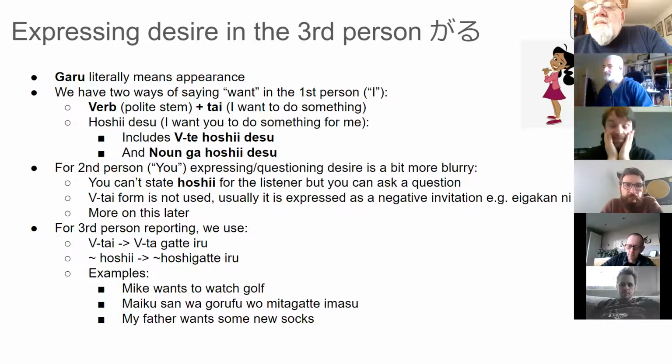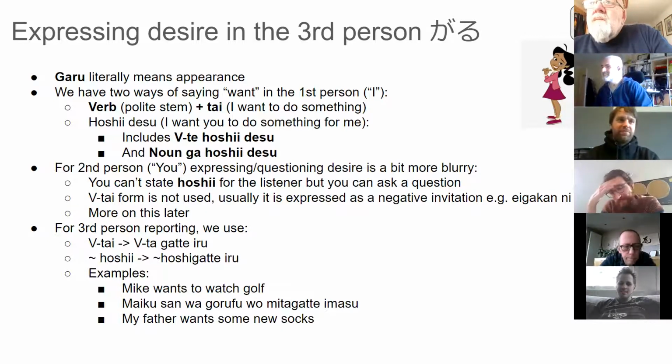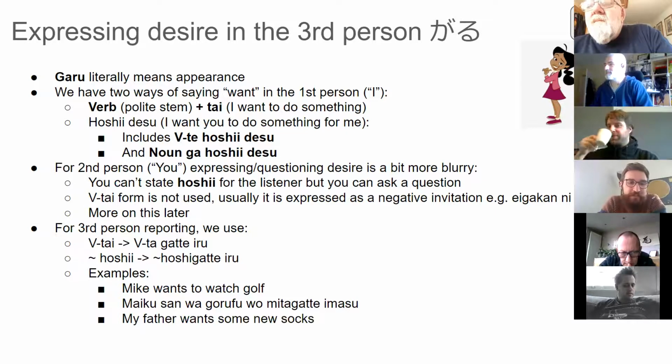Simon. 父が新しいソックス。It's undershoes, as it probably is in your own languages. 靴下。新しい靴下。So 靴 is shoe, 下 is under. 靴下。新しい靴下を、欲しがっています。So if it's hoshi, then this is the noun and ga.